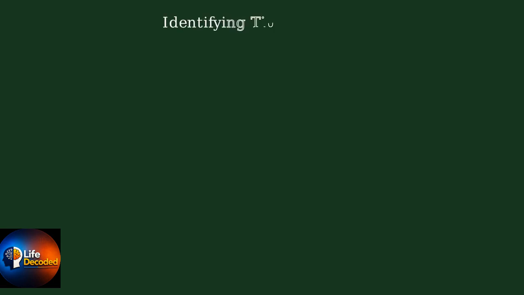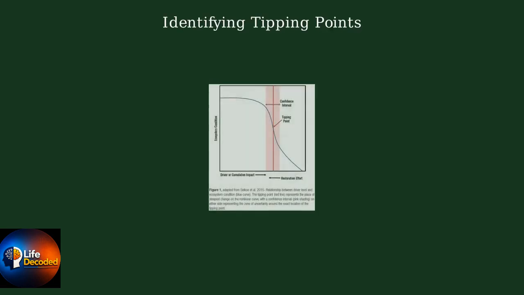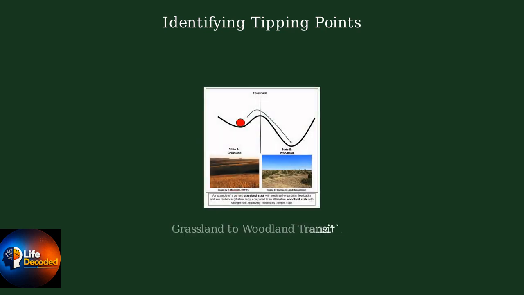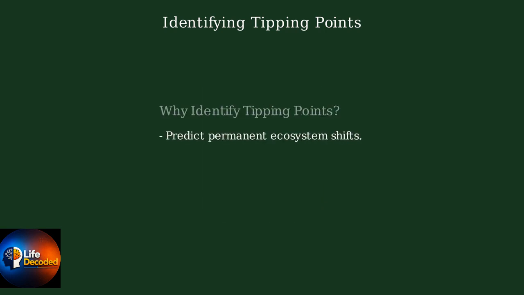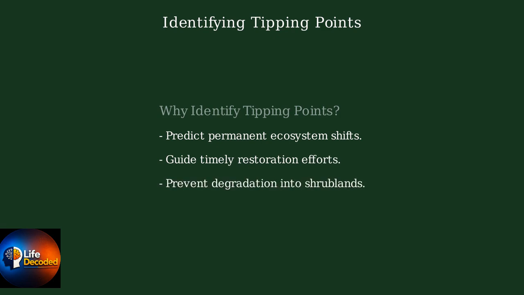A tipping point occurs when an ecosystem loses its capacity to recover, shifting into a degraded state. The ball and cup model illustrates this. A shallow depression for a grassland has low resilience, making it easy to shift into a woodland state once a threshold is crossed. Recognizing these thresholds is crucial. Intervention is most effective when detected before the ecosystem passes the point of no return.